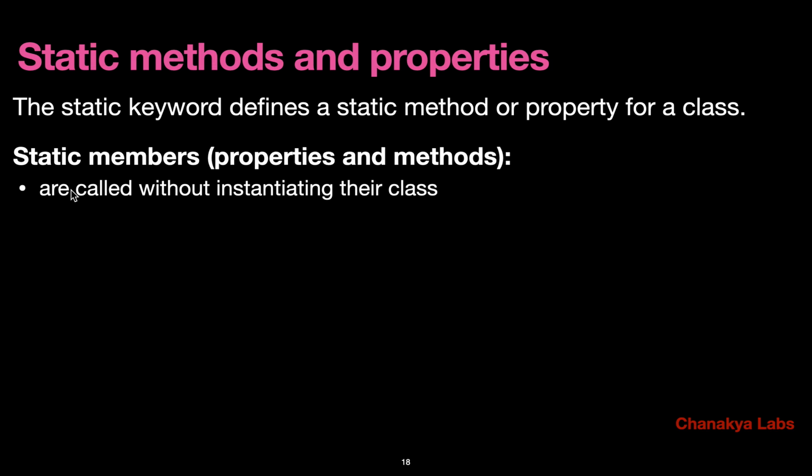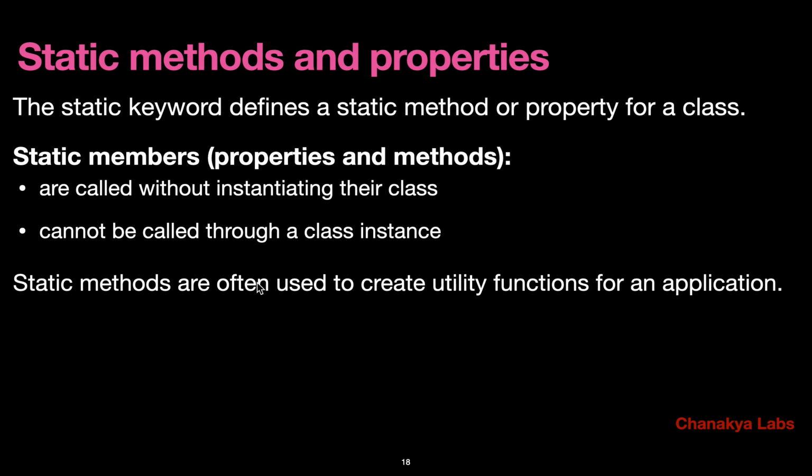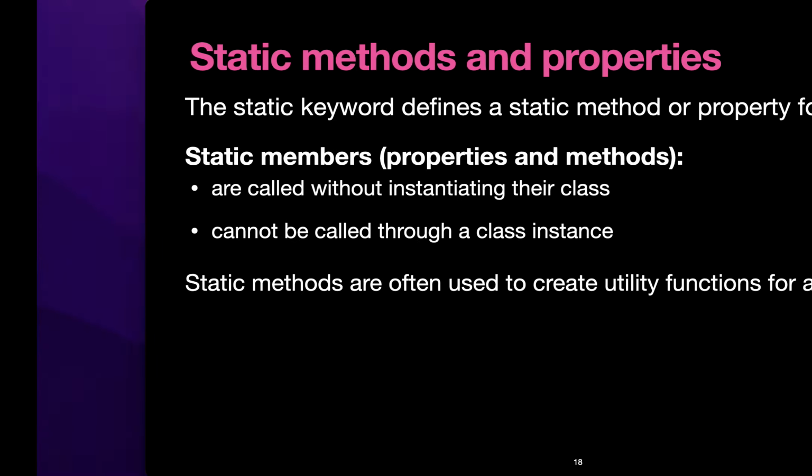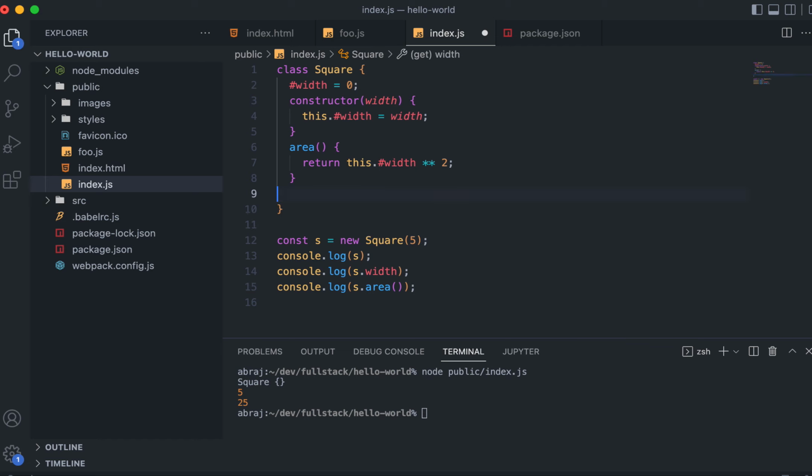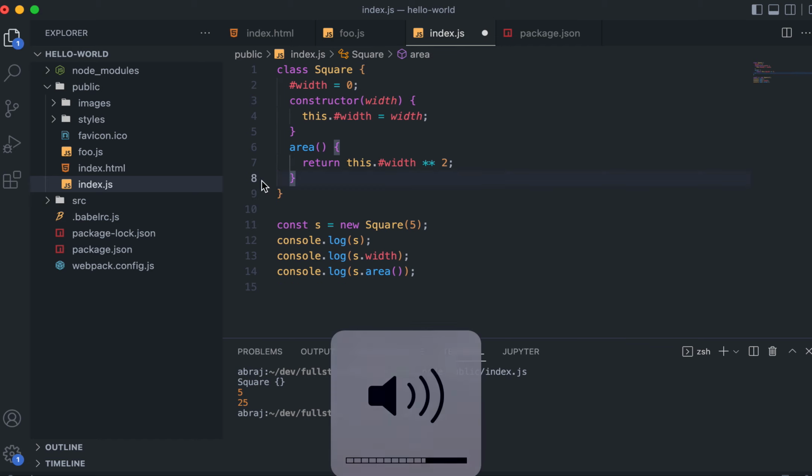It means that static members are called without instantiating their class, because that is a feature of the class itself rather than its instantiated object. Moreover, it is not just that it should be called on the class, it cannot be called through the class instance. Now, what is the purpose if I am not creating an instance? So let's make the example slightly simpler.